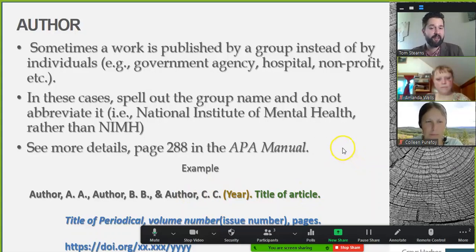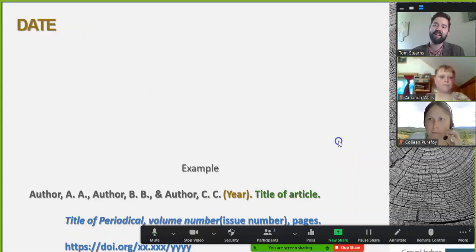So for more information about that, check out the APA manual on page 288. There's lots of detailed examples. So that's everything and more about the authors. Now let's talk about the year. What do you put in this yellow space here?